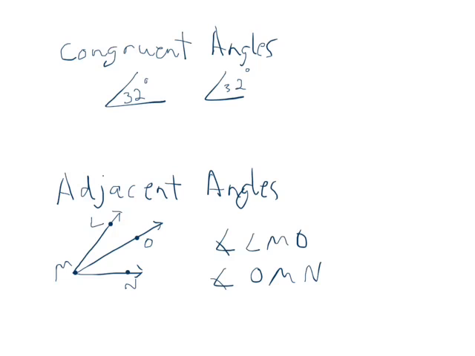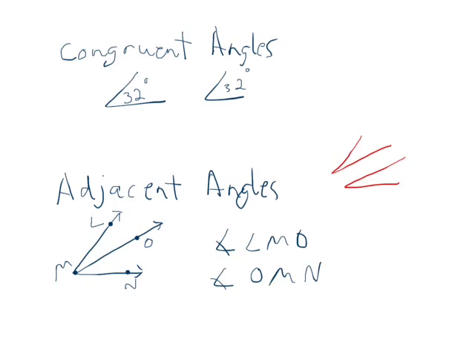Next we have what's called the adjacent angles. Adjacent, in our English vernacular, simply means next to. So adjacent angles are angles that are next to each other. More specifically, they must share a vertex and they must share a side. So we see here angle LMO. This angle would be adjacent to angle OMN.